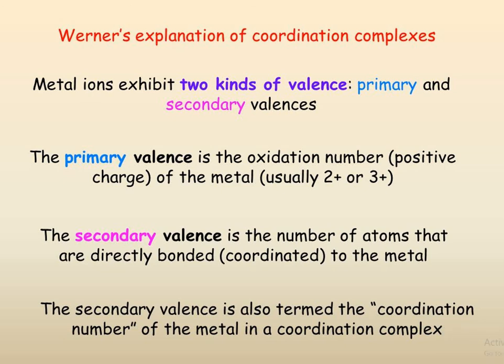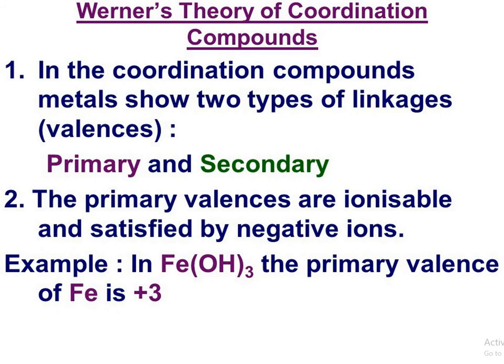Metal ions exhibit two kinds of valencies, primary and secondary valencies. The primary valency is the oxidation number, the positive charge of the metal. And the secondary valency is the number of atoms that are directly bonded to the metal. The secondary valency is also called the coordination number of the metal in a coordination complex. So, in Werner's theory, the coordination compound metals show two types of linkages or valencies, primary and secondary.